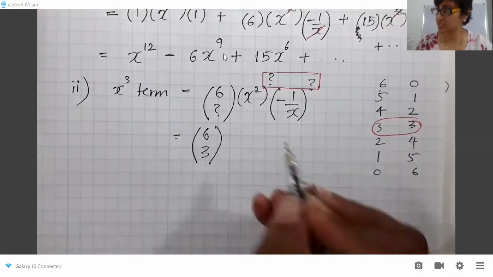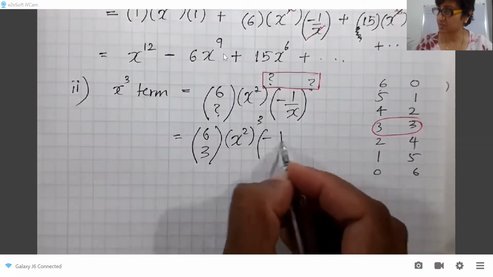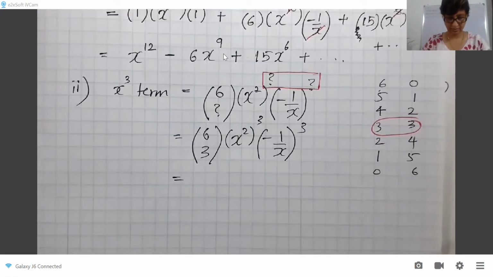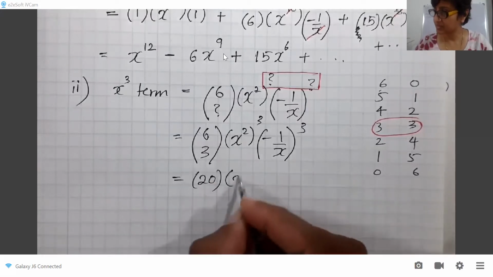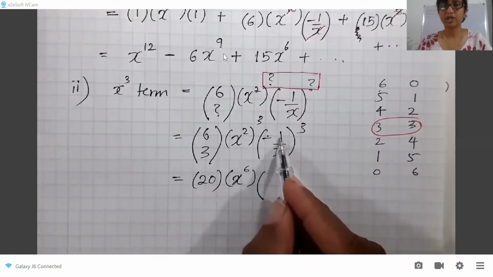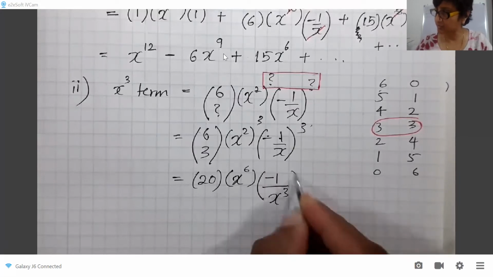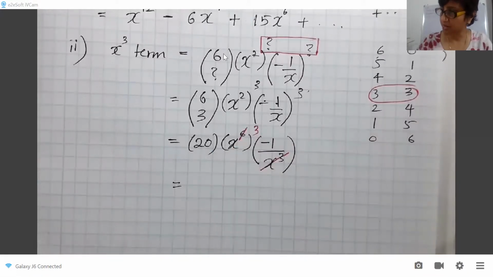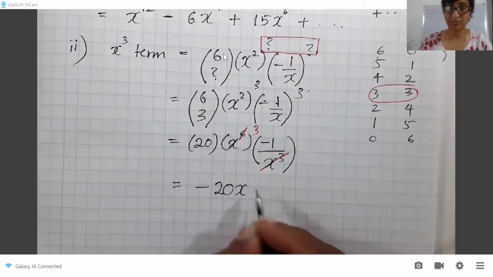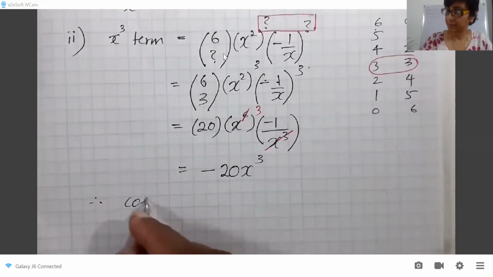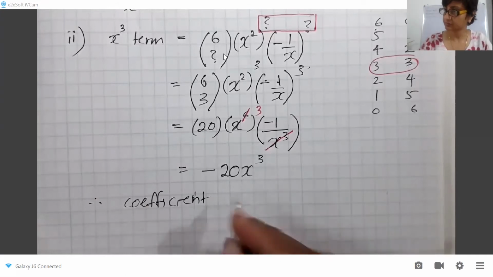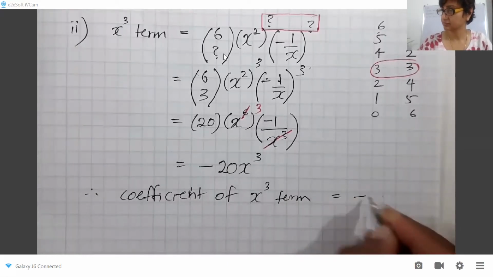So six choose three, x squared to the power of three, minus one over x to the power of three would be 20. This is x to the power of 6, minus 1 cubed is minus 1 over x cubed. Then this can cancel 3 from here. So it's minus 20x cubed. They're asking for the coefficient. Therefore, right?